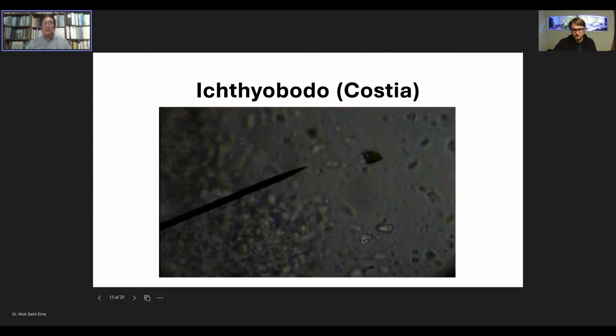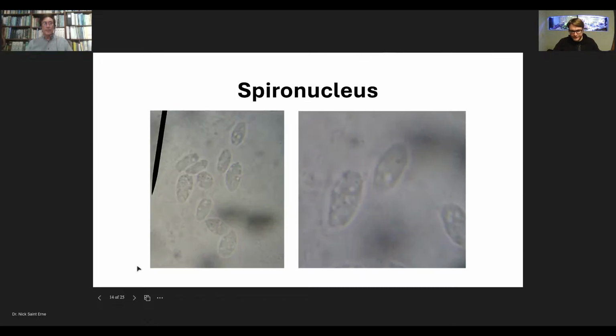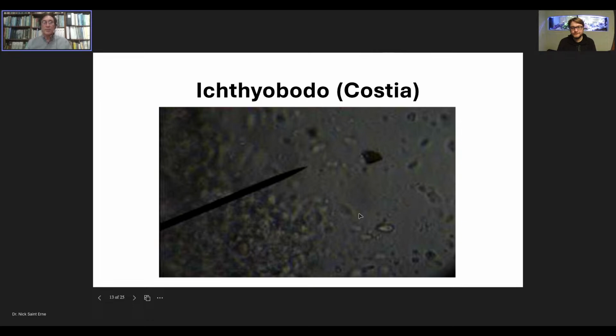This is an individual Costia right here. Costia are very, very small. They're the smallest of the protozoa that we normally see, and they have little hairs that stick out. Their body is shaped like a comma or sort of a dish. It's a saucer that has an indentation in it. So when it swims, it spirals around as it swims.